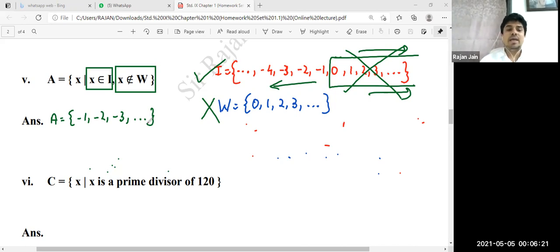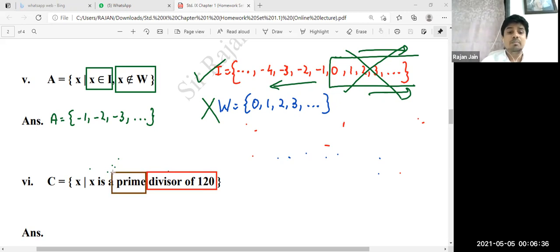C is a set of all x such that x is a prime divisor of 120. Now there are two conditions hidden over here. One is it should be a divisor of 120 and the second condition is it has to be a prime number. First let us understand what divisor means. Divisor means: 120 comes in whose table? It comes in the table of 1, it comes in the table of 2, of 3, of 4, of 5, of 6, but it will not come in the table of 7.